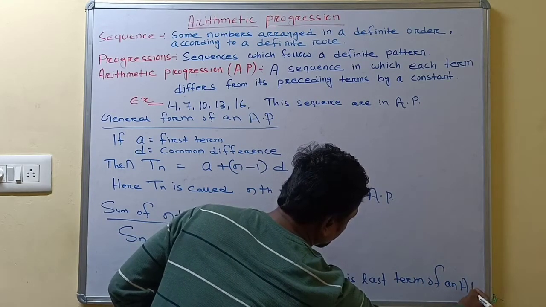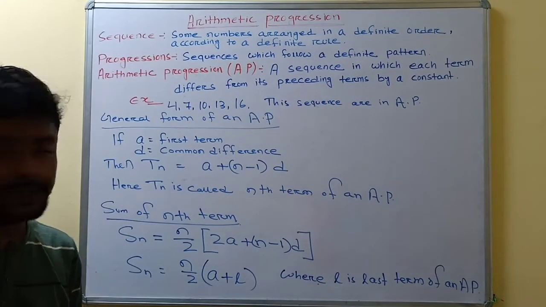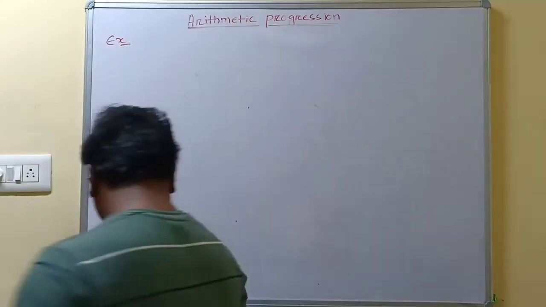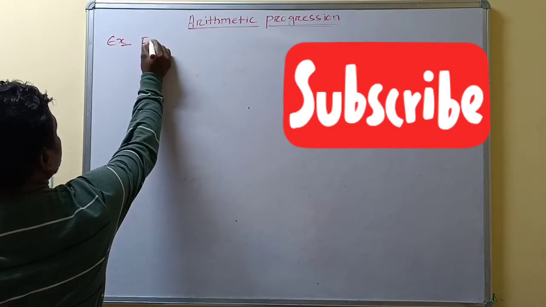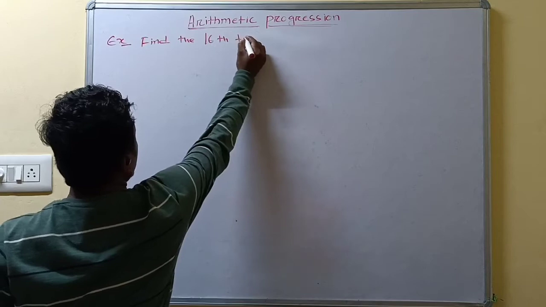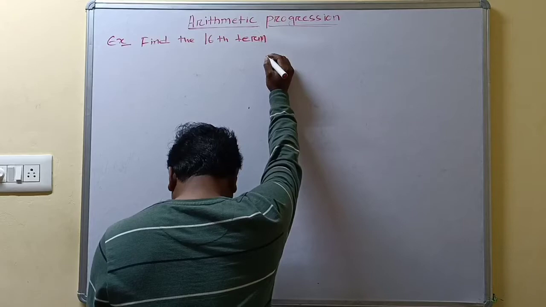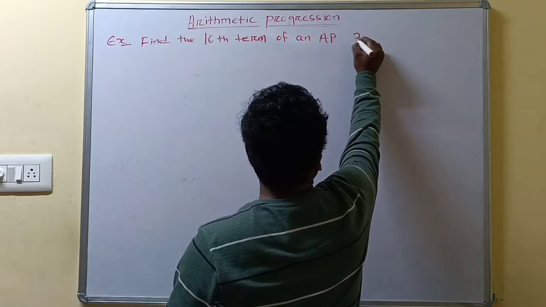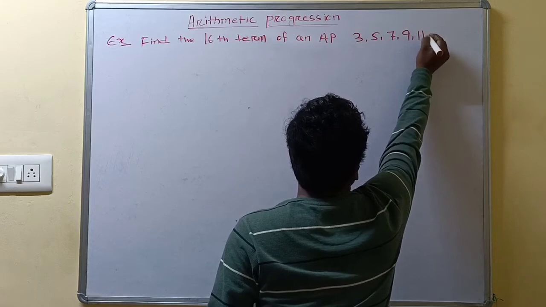You understand, students? I think you better understand the theory of arithmetic progression. Let's take one example. That example is to find the 16th term of an AP: 3, 5, 7, 9, 11.